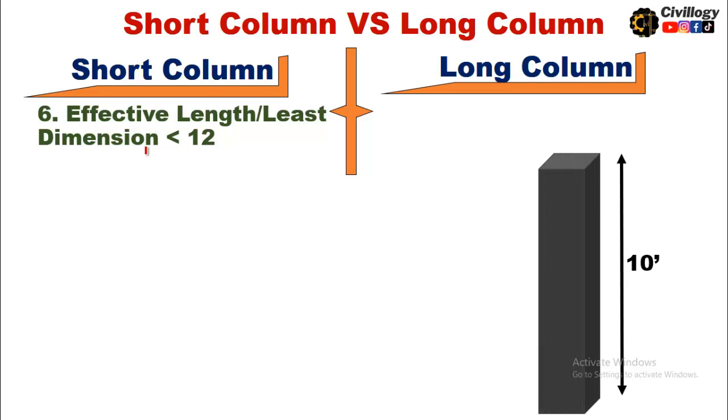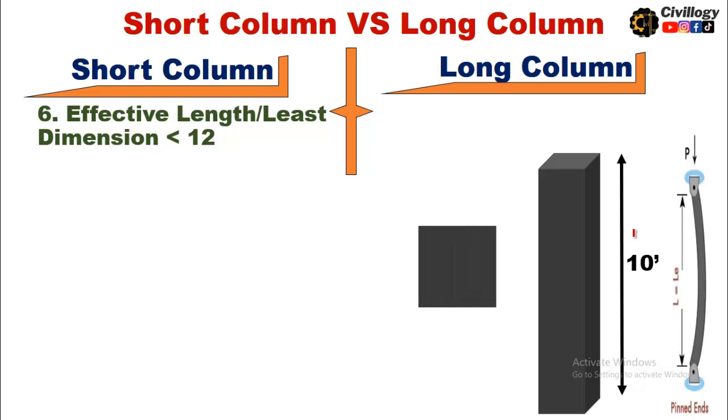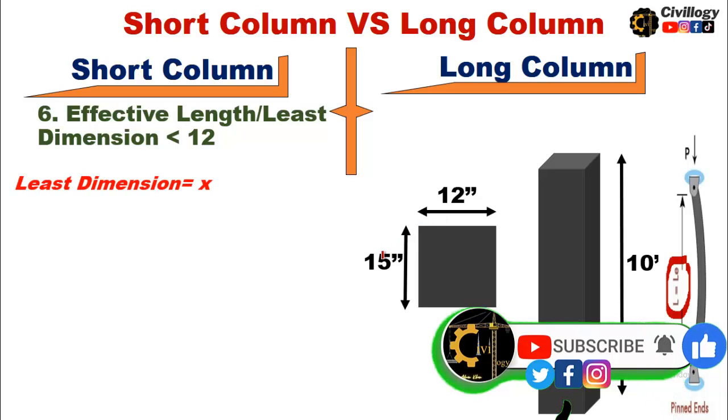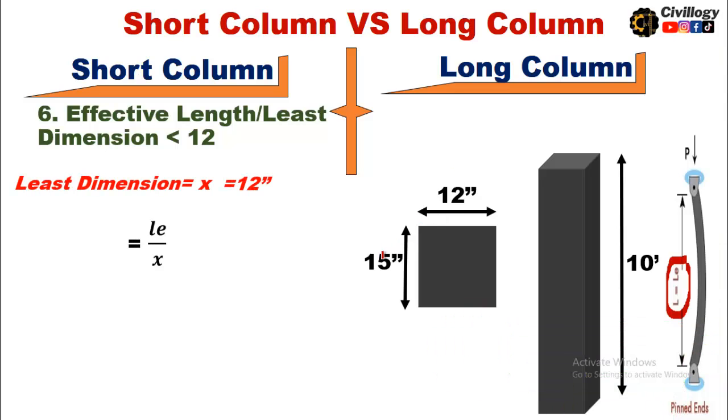Let us assume that we have a column whose height is 10 feet, and always look at the end conditions of the support. For this column, both ends are pinned, so in this condition, the effective length will be equal to its actual length. So let's suppose the length of the column is 10 feet and the cross-sectional area shows that the dimensions are 12 into 15 inches. So the least dimension over here is 12 inches.